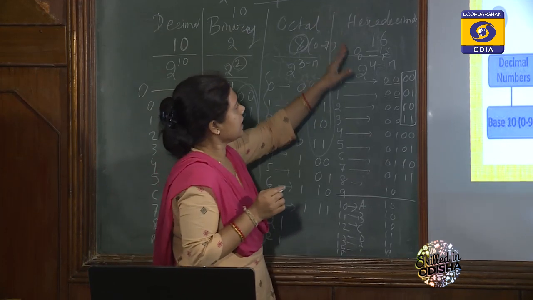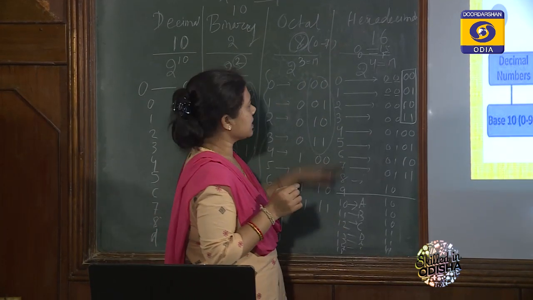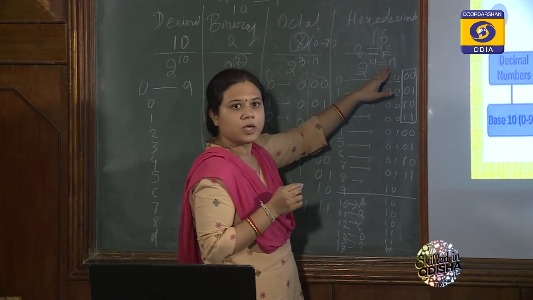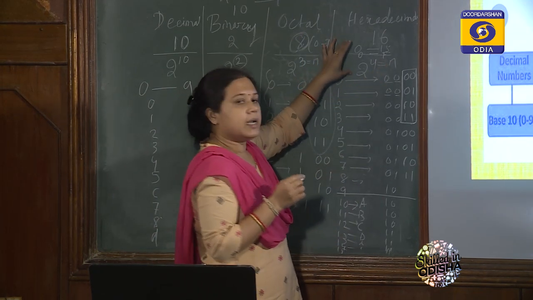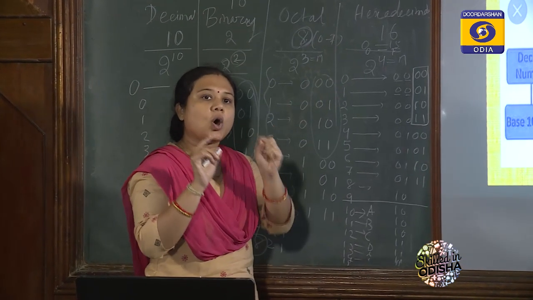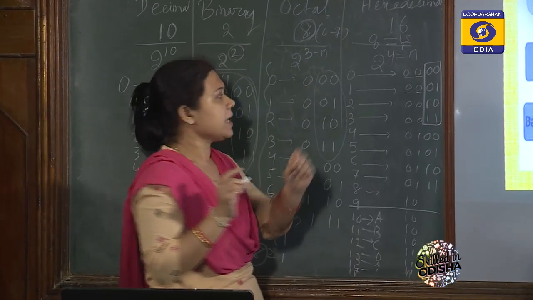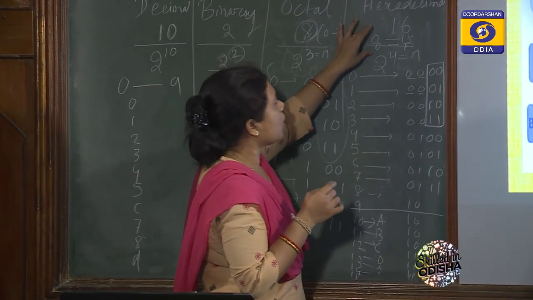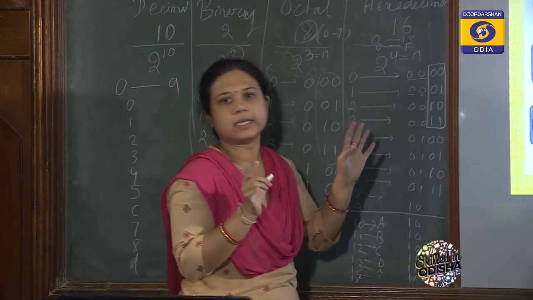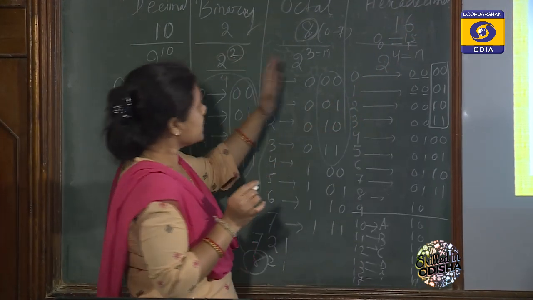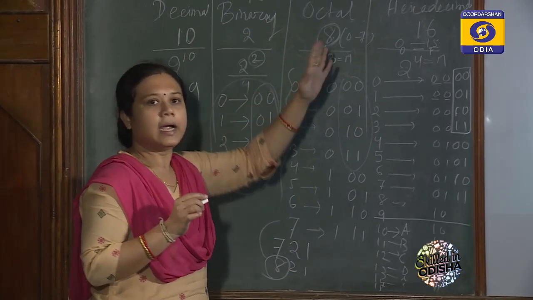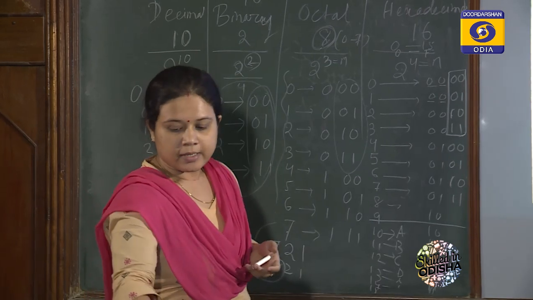Next, under the hexadecimal number system, the digits are 0 to 15 and 15 is F. So if we represent any number in the hexadecimal system, all the digits should come under 0 to 15. Otherwise, it will not belong to the hexadecimal number system. So all these are the representations of decimal, binary, octal and hexadecimal systems.